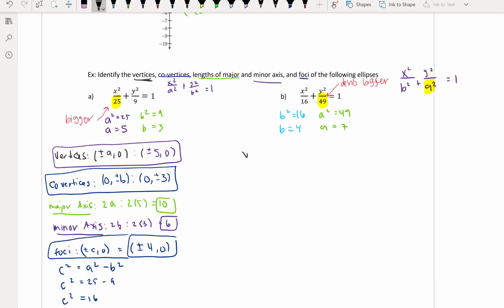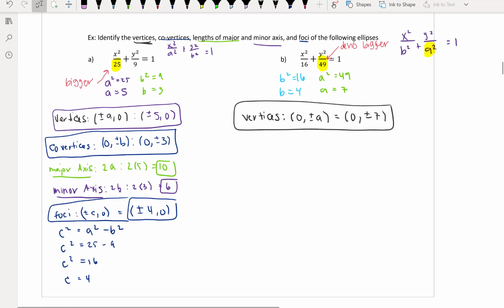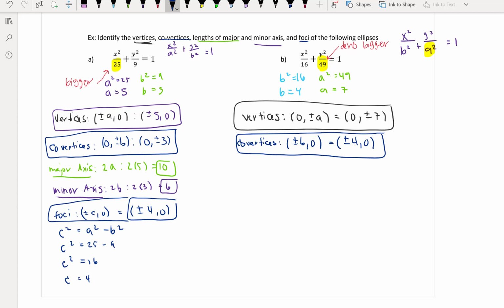So now I'm going to be figuring out my vertices. My vertices are outlined as 0 plus or minus my a value. So in this case, it would be 0 plus or minus 7. So those are my vertices. The next thing I want to be looking at are my covertices. My covertices are outlined as plus or minus b, comma, 0. So plus or minus b would give me 4, comma, 0. So it's positive 4, 0 and negative 4, 0.